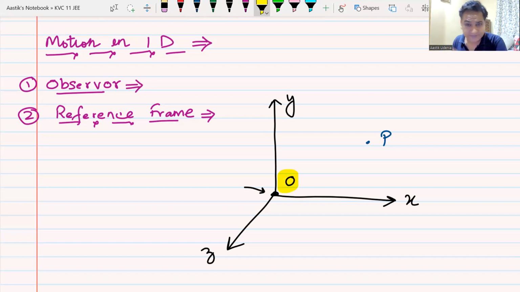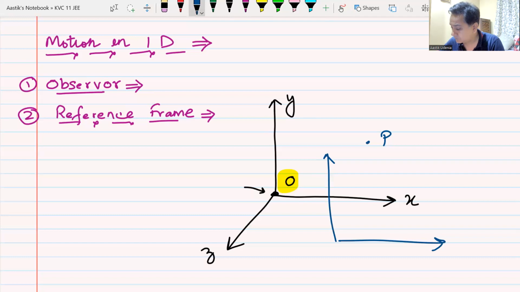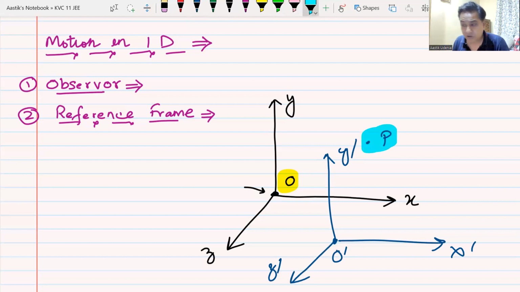Now if I change my zero, for example, if I have this reference frame and I shift my 0 to 0 dash or O dash, this is my x dash, this is my y dash, and this is my z dash. Now, the same point P, if I talk about the x coordinates and y coordinates and z coordinates, the same point P will start to look different in terms of x and y. Yes or no? It has not changed its position. The point P is still there.